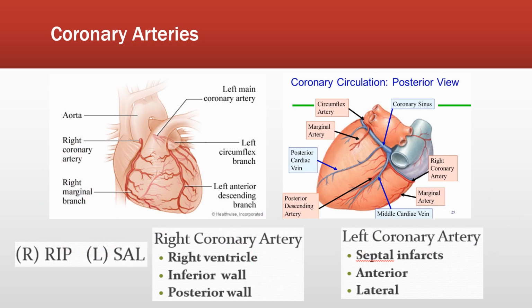Let's review the coronary arteries. An MI's location and size depend on the vessel involved. Most infarcts involve the left ventricle. The coronary arteries, right and left, receive their blood during the diastole phase of the cardiac cycle. Remember RIP-SAL. The right coronary artery supplies blood to the right ventricle, inferior wall, and posterior wall of the heart. The left coronary artery supplies blood to the septum, the anterior wall, and the lateral wall.